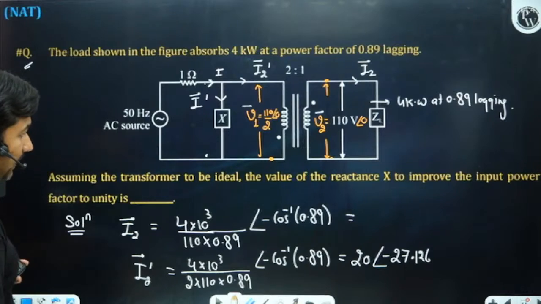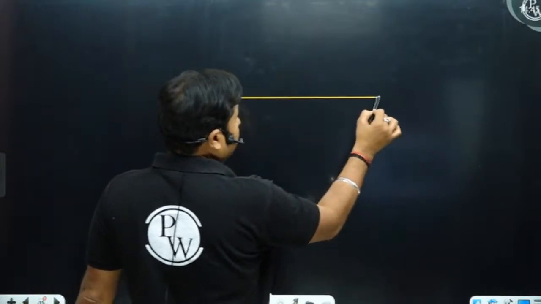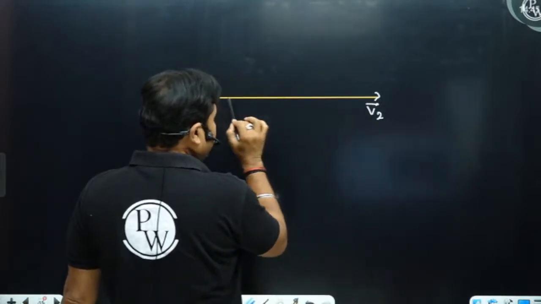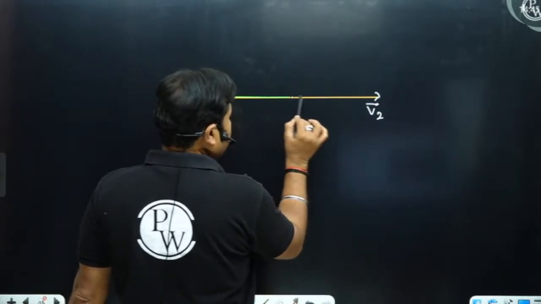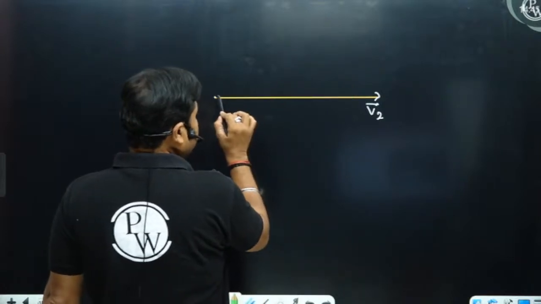Yes, sir. Now please observe. If we take V2 as a reference, then V2 and V1 are in the same phase. V1 is also in the same phase, and it is half.